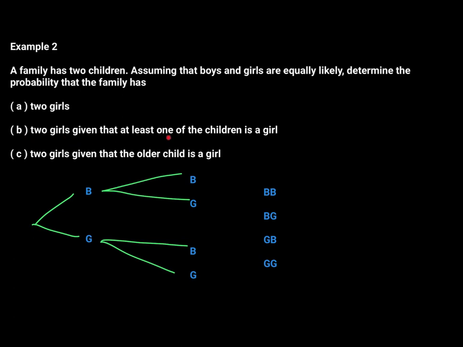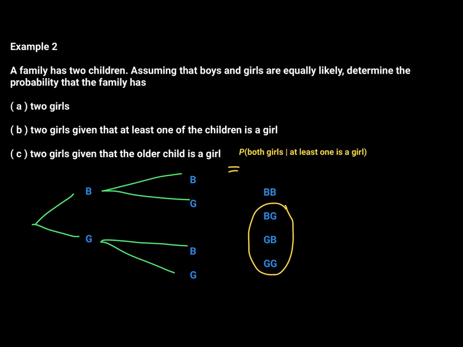For part B, it says, given that one of the children is a girl. Look at the sample space. Notice that there are only 3 possible outcomes for one of the children being a girl. Okay? So for part B, this is how we would write it: the probability of both of the children being girls, given that at least one is a girl.